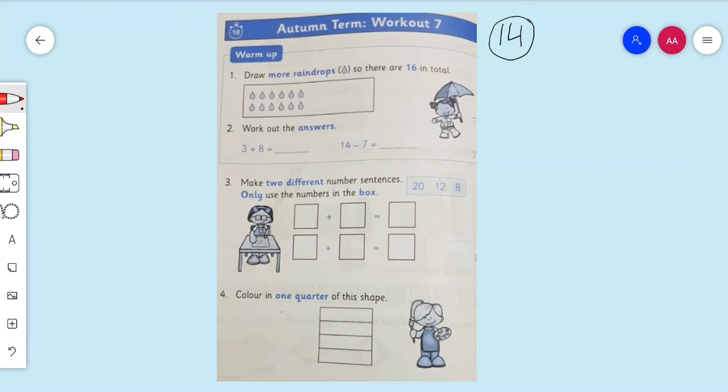Welcome back. Today we're going to start with page number 14, workout 7. The first question is question number 1, which says draw more raindrops so that there are 16 in total. So let's count how many raindrops there are right now. There are 1, 2, 3, 4, 5, 6, 7, 8, 9, 10, 11, 12. So there are 12 right now.